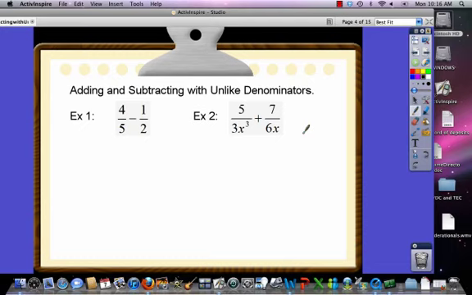Today we're going to talk about adding and subtracting rational expressions with unlike denominators. When the denominators are the same, it's easy because you just add the numerators. But when the denominators are different, you can't do that. So what we have to do is make the denominators the same. So let's look at some fractions as just an example to start with, because you've probably done this before.